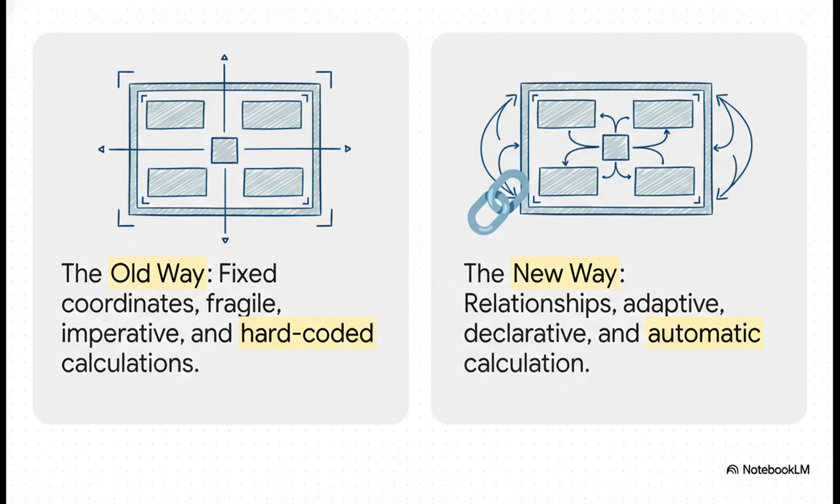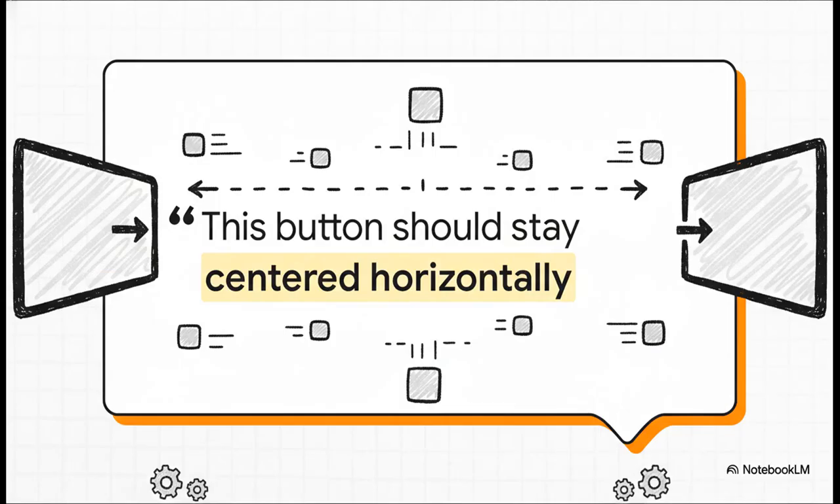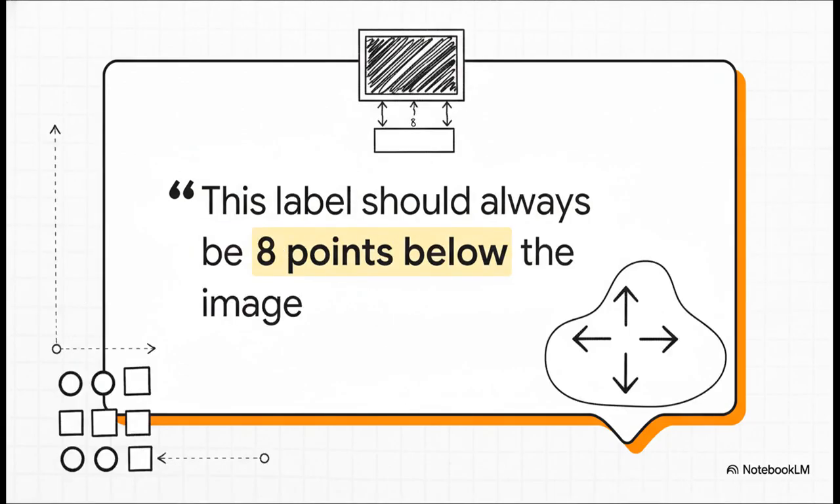So instead of yelling, put this button at XY, we started saying things more like, hey, this button, it should always stay centered horizontally. That's it. It doesn't matter if the screen is a tiny phone or a giant tablet. The system's job is to figure out the math to keep it perfectly in the middle. It's a rule that just makes sense, right? Or how about this one? This label should always be 8 points below the image. See what's happening? The label is now tied to the image. If the image moves, the label moves right along with it. They're connected by a logical rule, not by some random coordinates. And the best part? The layout engine does all that tricky math in the background, so you don't have to.